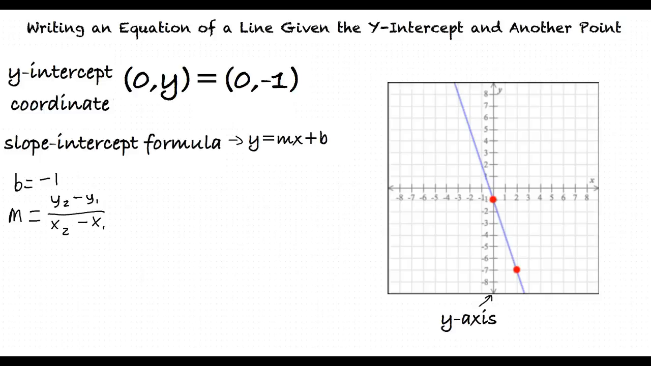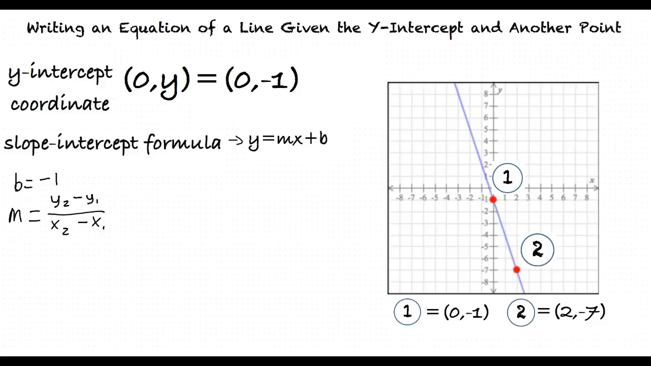We can see that 2 points are marked on this graph, so we should write down the coordinates of those 2 points. We already established the y-intercept is (0, -1), so let's use that coordinate as our first point, (x1, y1). Let's use our second point as the red marked point at coordinate (2, -7).